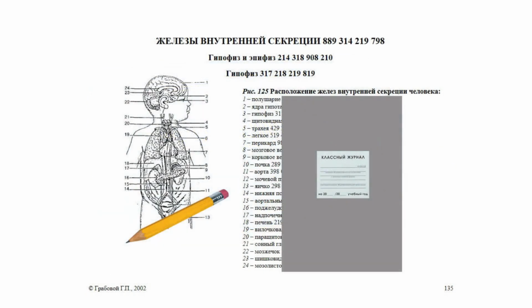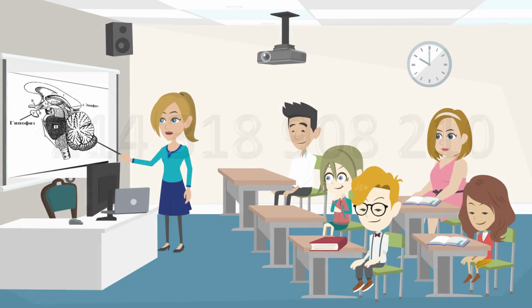For example, you want to normalize the endocrine glands. These include the hypophysis and epiphysis. They are given one common number row: 2, 1, 4, 3, 1, 8, 9, 0, 8, 2, 1, 0.